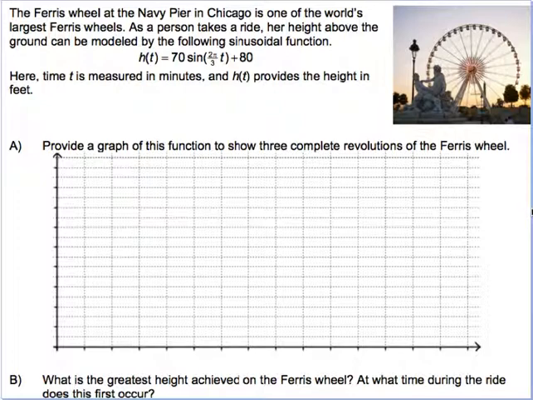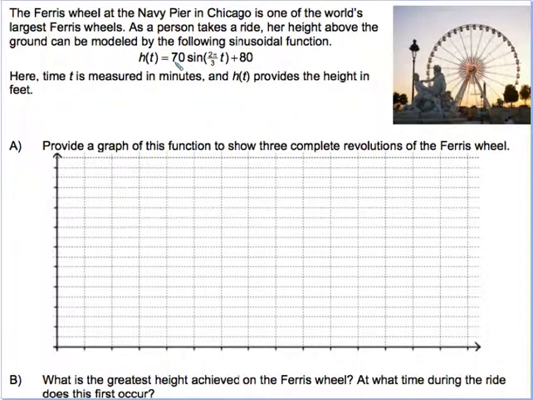Half of the test questions are going to be based on application problems like this one where you have a Ferris wheel. In this one, they give you the formula, and you have to put it in a calculator and graph it. It is not going to give you what your window parameters are going to be. You need to figure that out. For example, on this one, make sure it just asks that you show 3 complete cycles or revolutions.